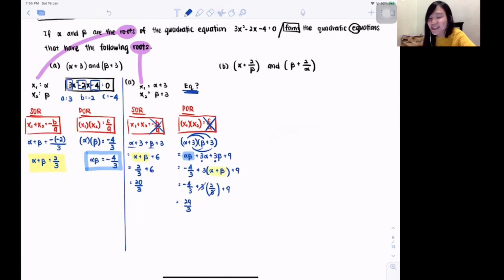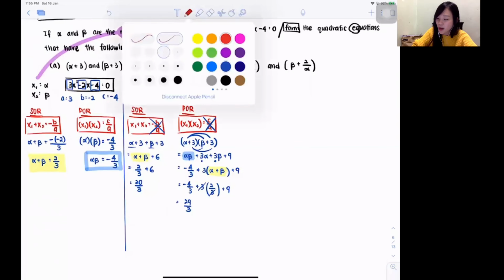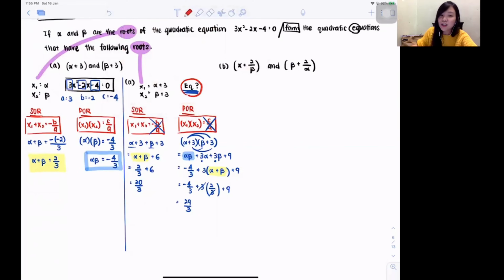Is this my final answer? No. Same like the first question I did just now, my dear. This question never asked for SOR, never asked for POR. They asked for what? Equation. So whenever they ask for equation, then you know that you won't only use the first 2 formulas, but you will use the third one. The third one you will always use when they want you to form an equation, which is this one: x squared minus SOR x plus POR equals 0, correct?